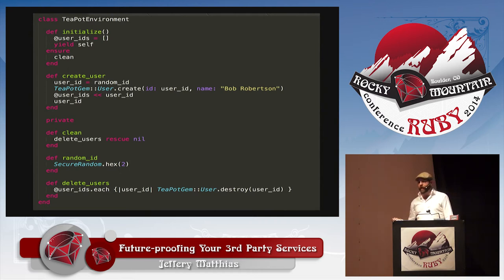When you create that, and I'll show an example of how to use it in a few minutes, you'll see that we're hanging on to, for example, when we call create user on this thing, that user ID. And so when you initialize it, you end up giving it a block. Once that block is done executing, the ensure will go back through and clean up the data. Every time you create something, you hang on to that ID, and the clean method will then go through those various kinds of IDs and remove that data again from your third party.